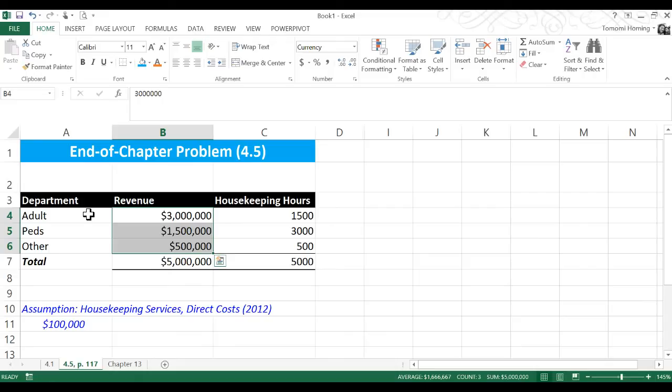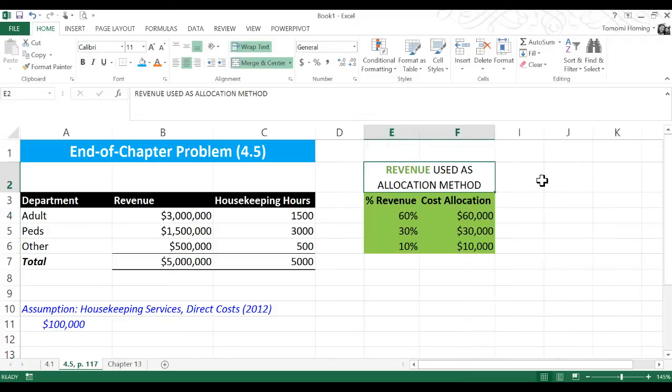So what we're going to do is look at proportionally. $3 million is what proportion of 5? And what proportion is 1.5 million out of 5? And what proportion is the 500,000 out of the 5 million? To get an idea of proportionately each department's contribution from a revenue side towards that $5 million total revenue figure.